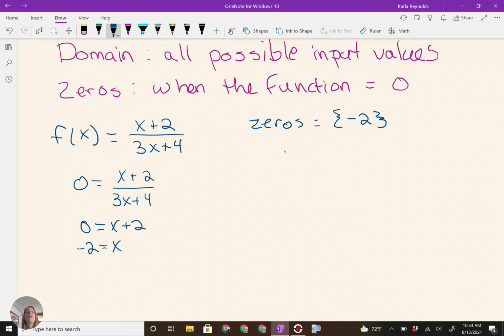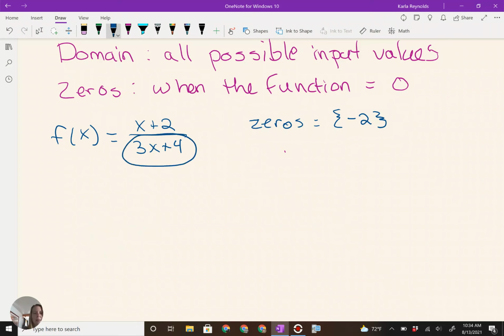Now for domain, we're going to do kind of the opposite. We're going to look at the denominator, because if we have a fraction, what's the one thing we can't do? We can't divide by 0. So we have to figure out what makes it 0, and that's not in our domain. Everything else is. So I am going to erase this. And now we care about the denominator here. This 3x plus 4 cannot equal 0. To figure that out, we just have to solve. So x can't equal negative 4/3.